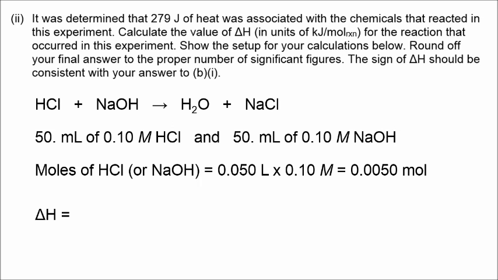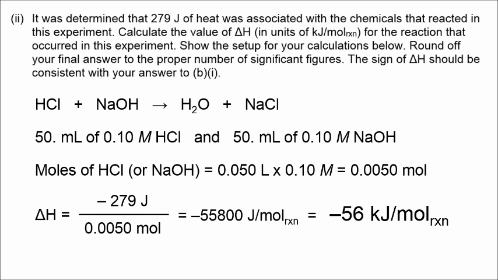The delta H is 279 joules. That's going to be written as a negative number because it's exothermic, divided by the moles of either the acid or the base. We can use either one because it's a 1-to-1 ratio and there is no limiting reactant. They both are equally going to produce the same number of moles. So 0.005 moles. If we do this math and we calculate the value of delta H in units of kilojoules per mole, we get negative 56 kilojoules per mole for this neutralization reaction.